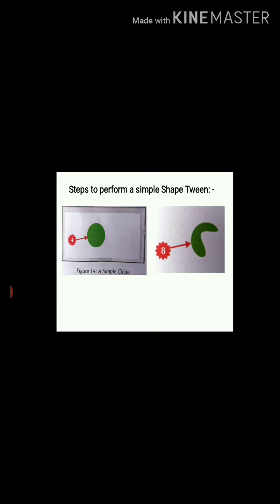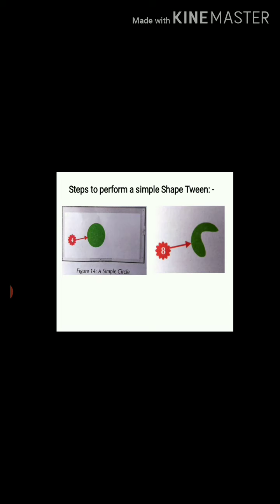Next is shape tween. Shape tween is used to create a morph effect, which means it can change the shapes and size. Morphing is an animation style that depicts one shape turning into another shape. Steps to perform a simple shape tween.